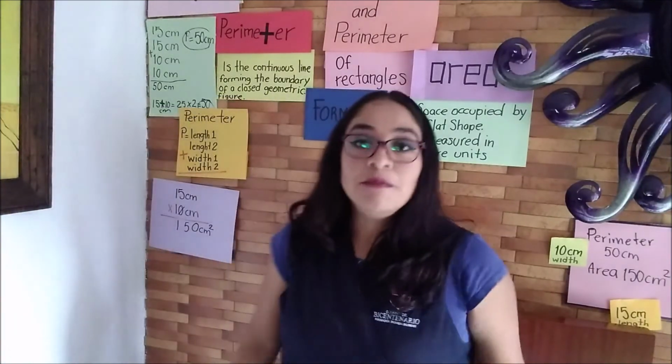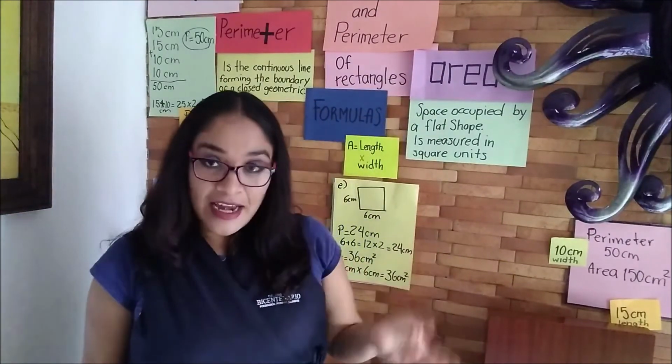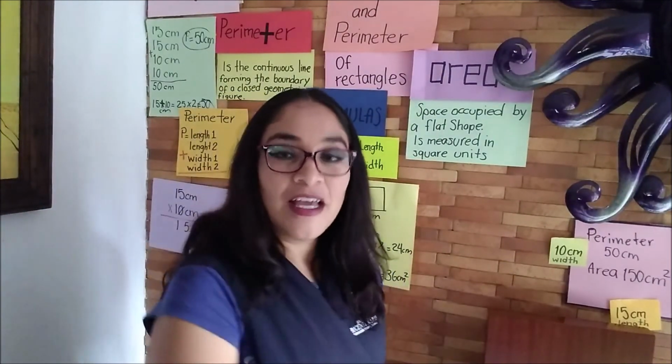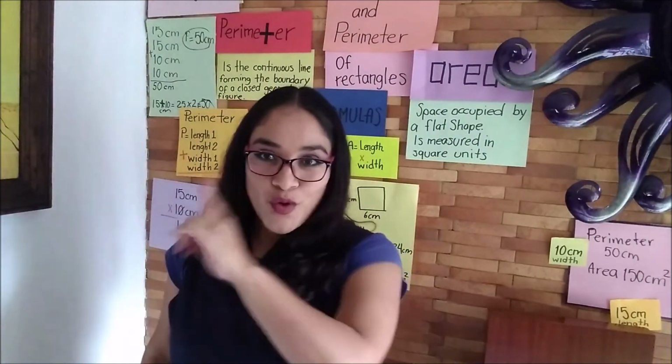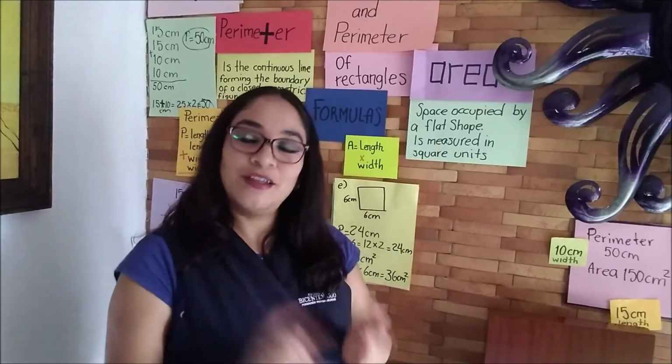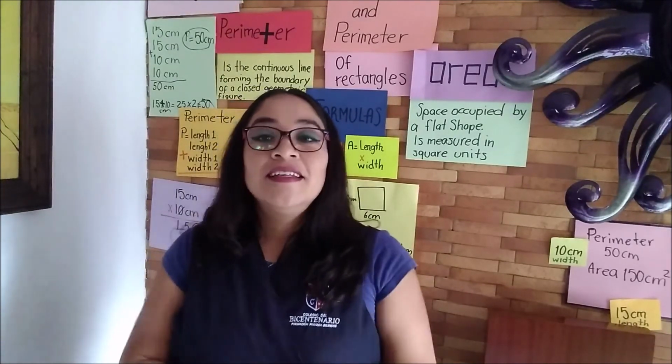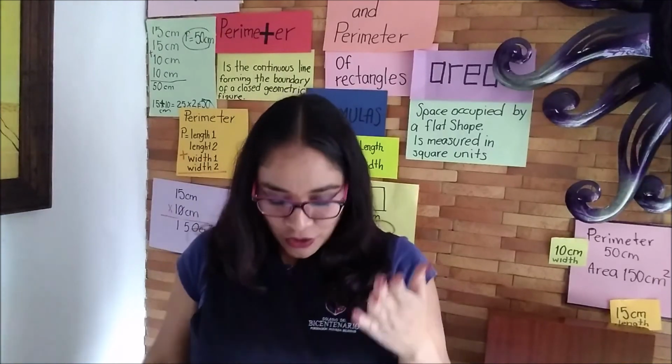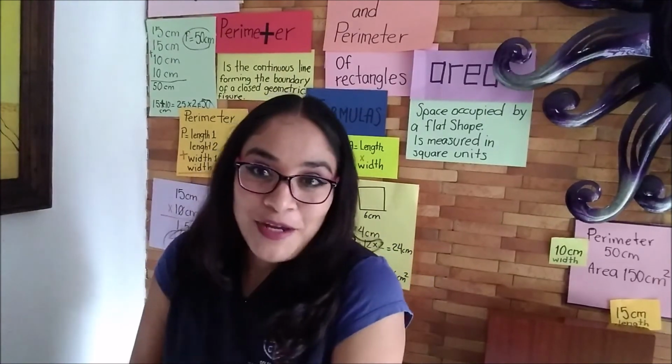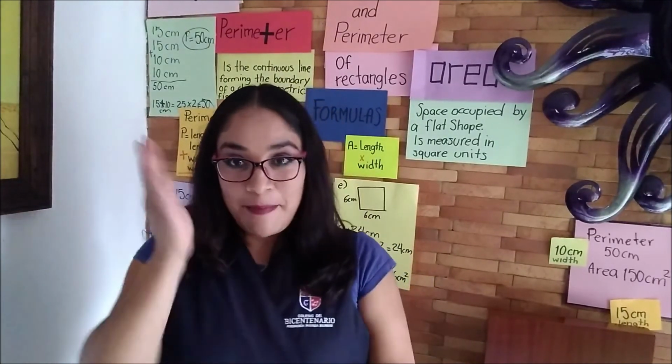We already saw page 92. Now it's your turn to show me that you learned how to calculate area and perimeter. Do the page 93 and send me through the platform.